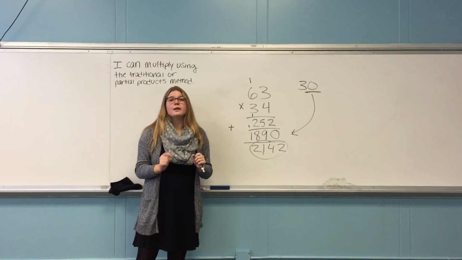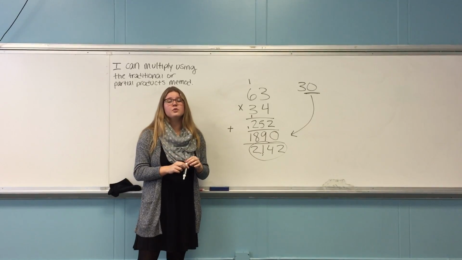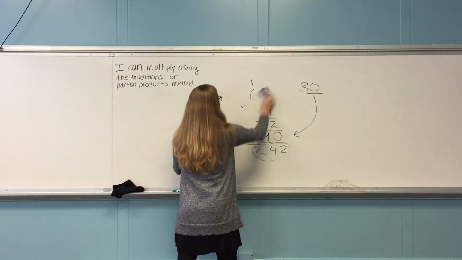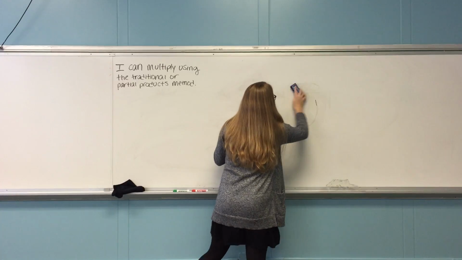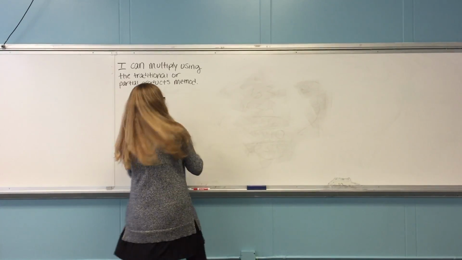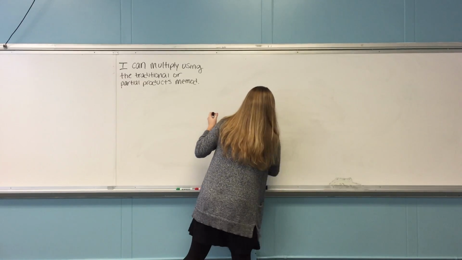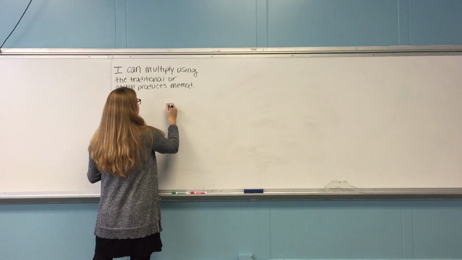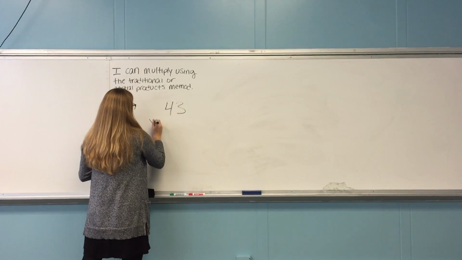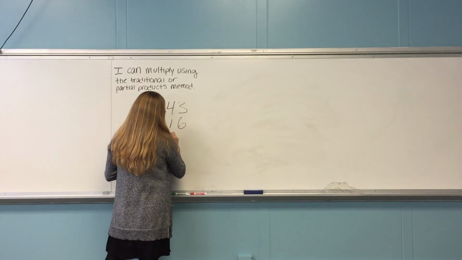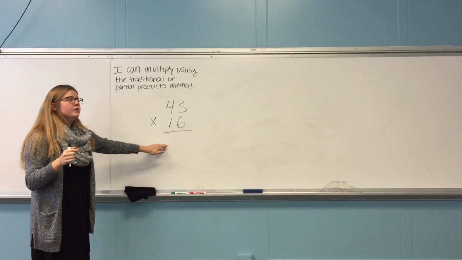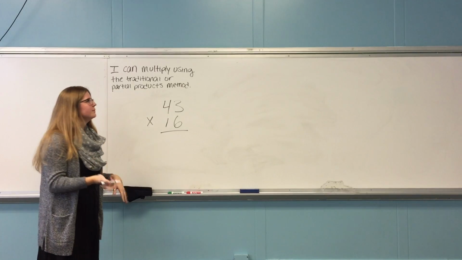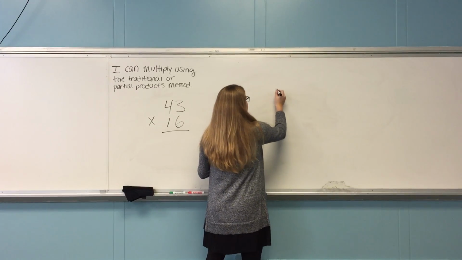Now I'm going to go into the partial products method, which is another way of multiplying two multi-digit numbers together, and is my favorite way of multiplying. Alright, so I'm going to use the number 43 times 16. Alright, when using the partial products method, you use what's called a visual representation or a model for your problem. So you can go ahead and draw a box over to the side.